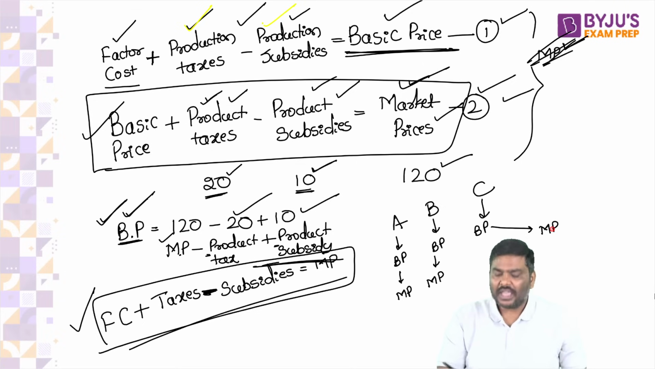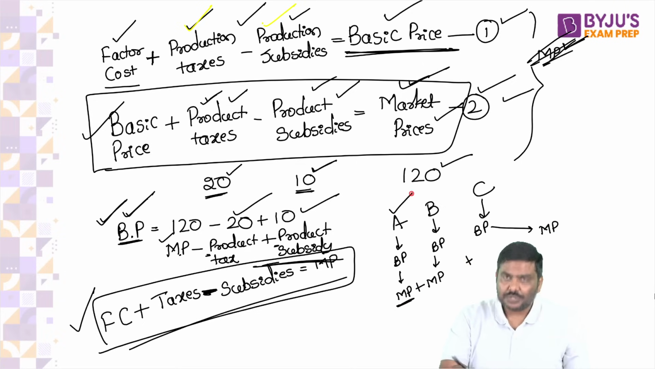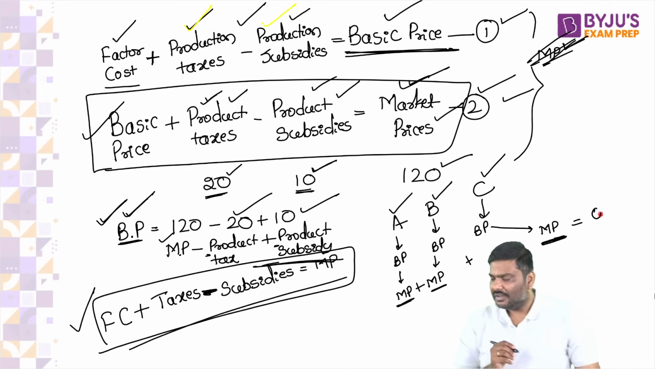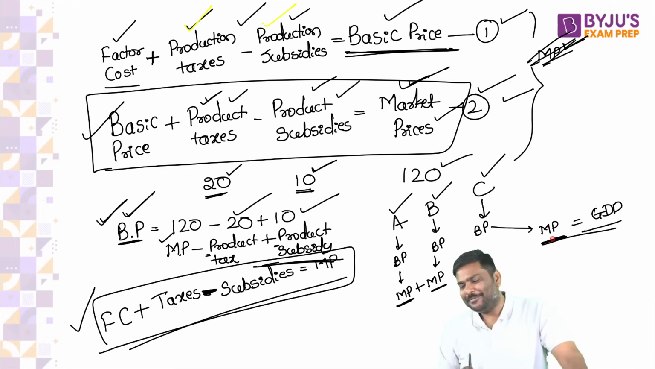Is it okay if I write the market price of goods produced by A plus the market price of goods produced by B plus the market prices of goods produced by C? Please tell me, will it give me GDP? Think of it. Will it give me GDP? Think very carefully. Please think very carefully.